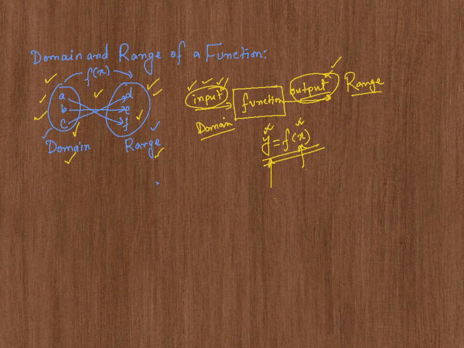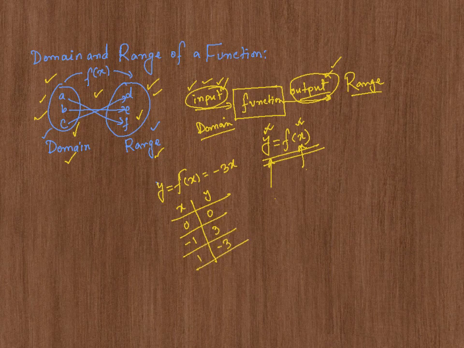Let me give you one quick example before I end the video. Let's say here is my function y is equal to f of x is equal to negative 3x. I just made it up. Now your input values are going to be all the x values. If x is 0, y is 0. If x is negative 1, y is negative 1 times negative 3, which is positive 3. If x is 1, y is negative 3, because 1 times negative 3 is negative 3. So these values are coming from the domain, these values are coming from the range. x is the independent variable, and y is the dependent variable.